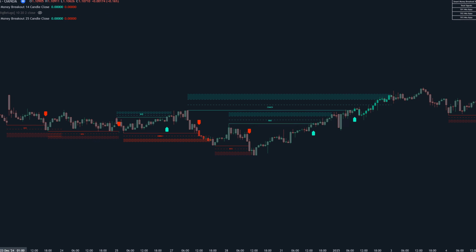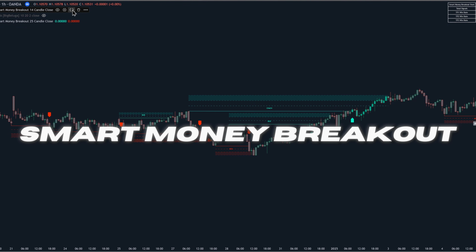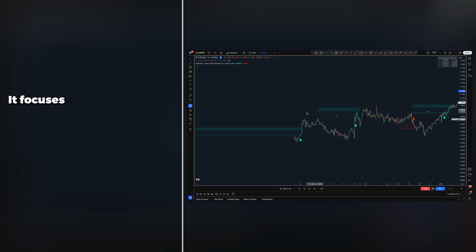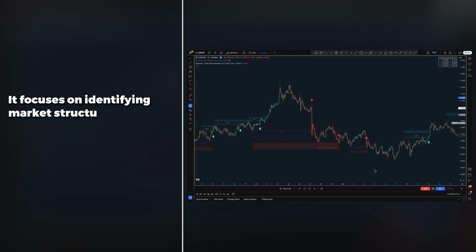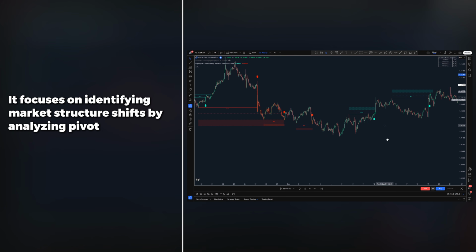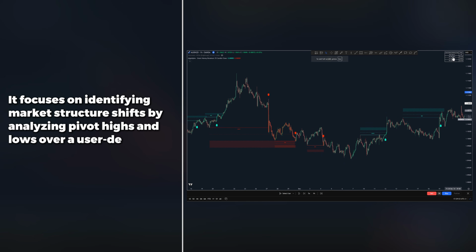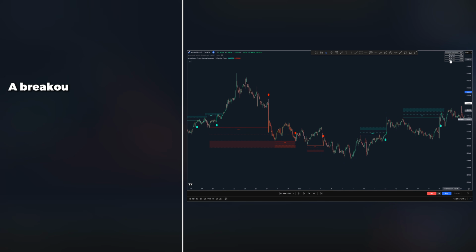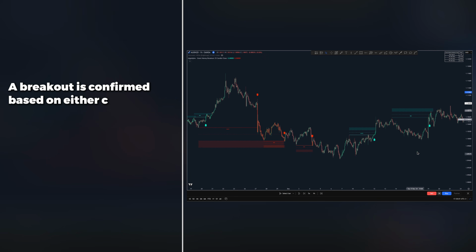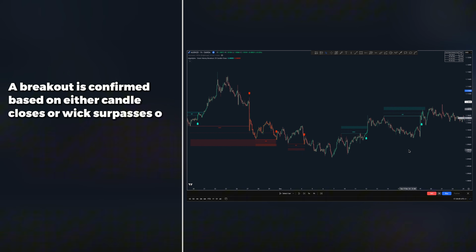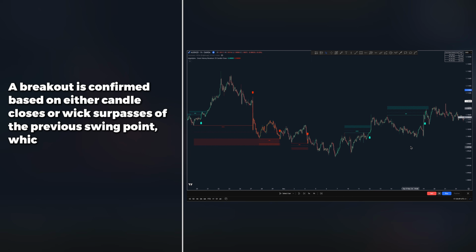Ladies and gentlemen, this is the all-powerful Smart Money Breakout indicator. It focuses on identifying market structure shifts by analyzing pivot highs and lows over a user-defined time horizon. A breakout is confirmed based on either candle closes or wick surpasses of the previous swing points, which the indicator then labels as BOS or CHoCH.